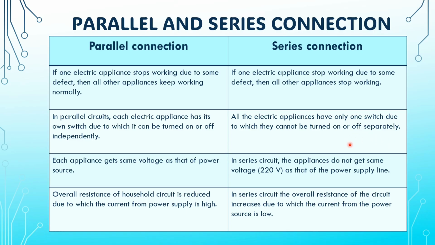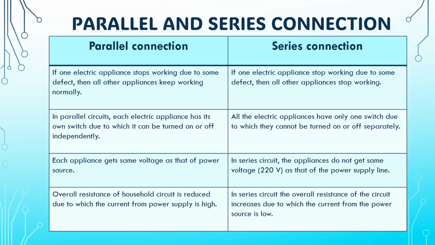Next, third point, each appliance gets the same voltage as that of the power source. But in series connection, the appliances do not get the same voltage as that of the power supply line. Next, the overall resistance of a household circuit is reduced, due to which the current from the power supply is high. In a series circuit, the overall resistance increases, due to which the current from the power source is very low. Okay, these are the differences between parallel and series connection.